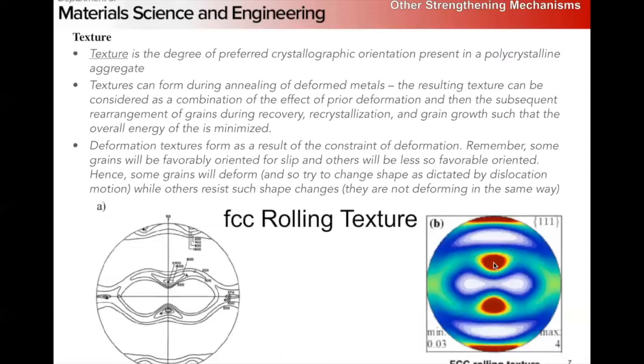This is the stereographic projection, right? So the probability of finding 111 planes in these directions is much higher. This is the rolling direction here. This is the transverse direction, and this is the direction coming normal out of the rolled sheet, right? So what we see is a much higher probability of 111 plane normals pointing along the rolling direction and at about 45 degrees away from the normal direction of our sheet, right? And we have a very low probability of finding grains where the 111 is intermediate, about 60 degrees between those two directions.